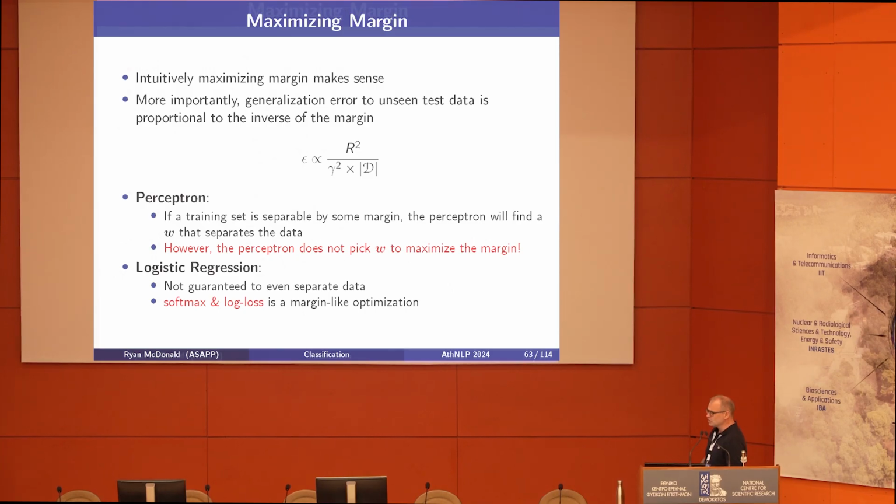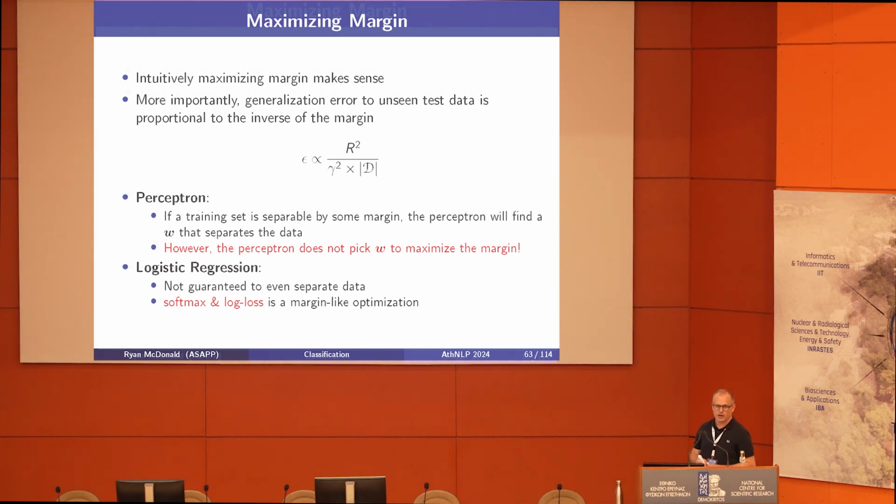And intuitively it makes sense that we might want to optimize something like that. And it turns out that it's not just intuition that's good. A huge amount of learning theory supports the fact that maximizing the margin of a classifier is good. So there's a ton of literature out there.